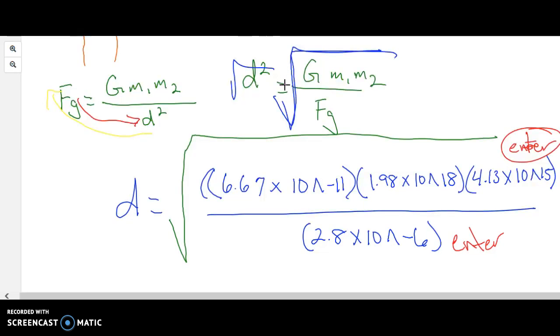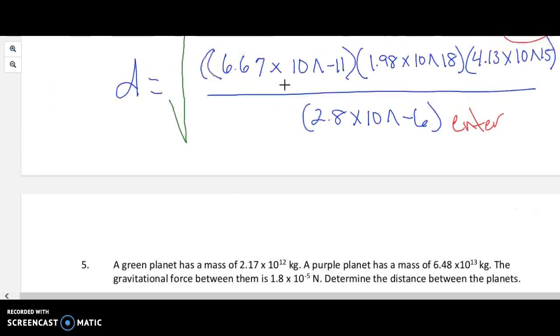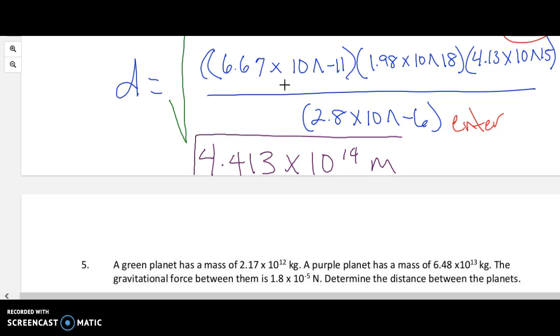All right, so now that we calculated that, we did the whole top of the thing, divided it by this, and then square root of the whole thing. It comes out to the answer is 4.413 times 10 to the 14th power, and it's going to be in meters because it is the distance between those two places. All right, thank you so much.